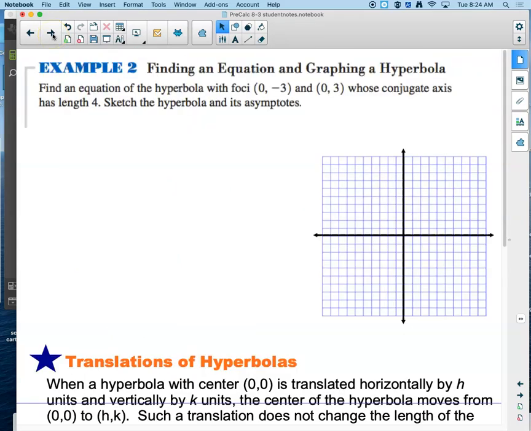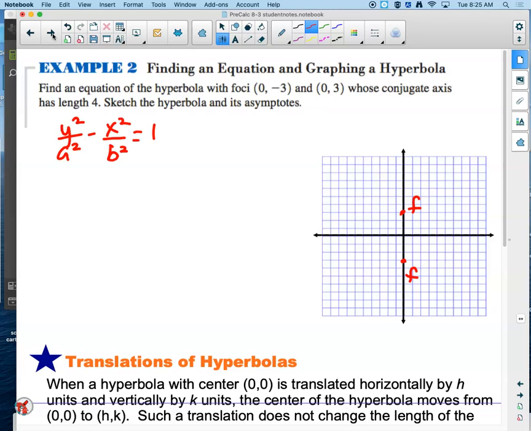So now, finding an equation and graphing a hyperbola. Find an equation of a hyperbola with foci at 0, -3, and 0, 3. First thing I do is put those on there. Now that tells me this one is centered at 0, 0, which is pretty nice. Also tells me this is going to be a vertical hyperbola because my foci, my major axis, my transverse axis is vertical.